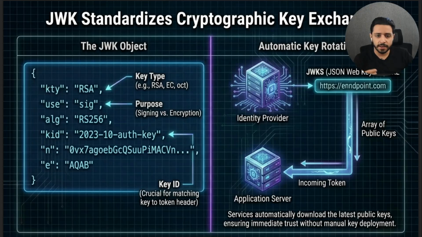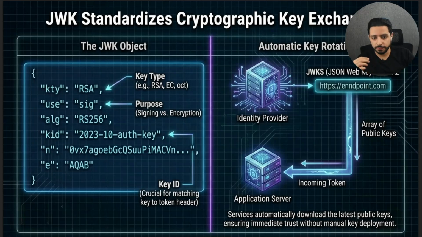Every JWK has a few common fields that tell the server what it's looking at. The most important one is kty, or key type. This tells you the family of the key. For example, if it's an RSA key, or an elliptic curve key, or a symmetric key. You will also see the use field, which tells you if the key is meant for signing or encryption, and the alg field, which identifies the specific algorithm it was built for, like RS256.